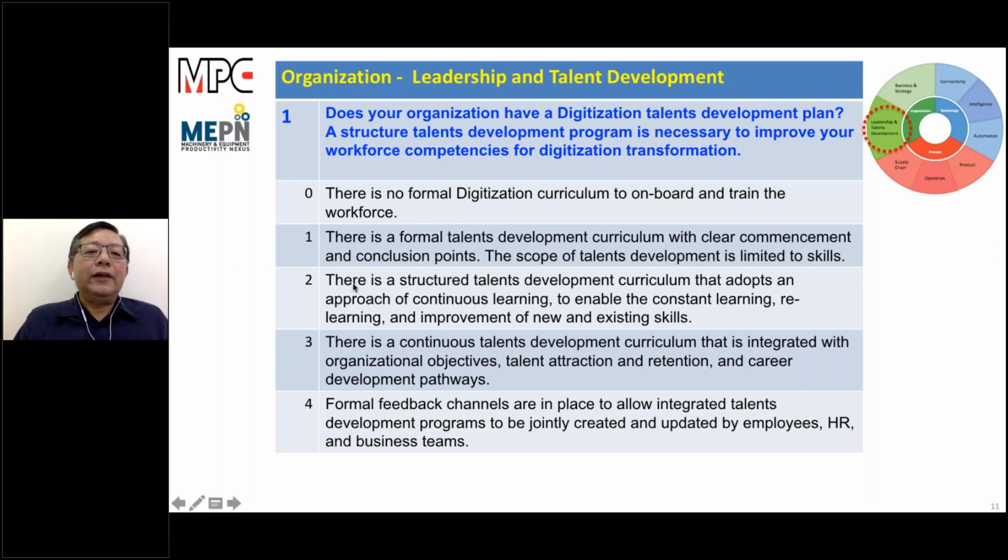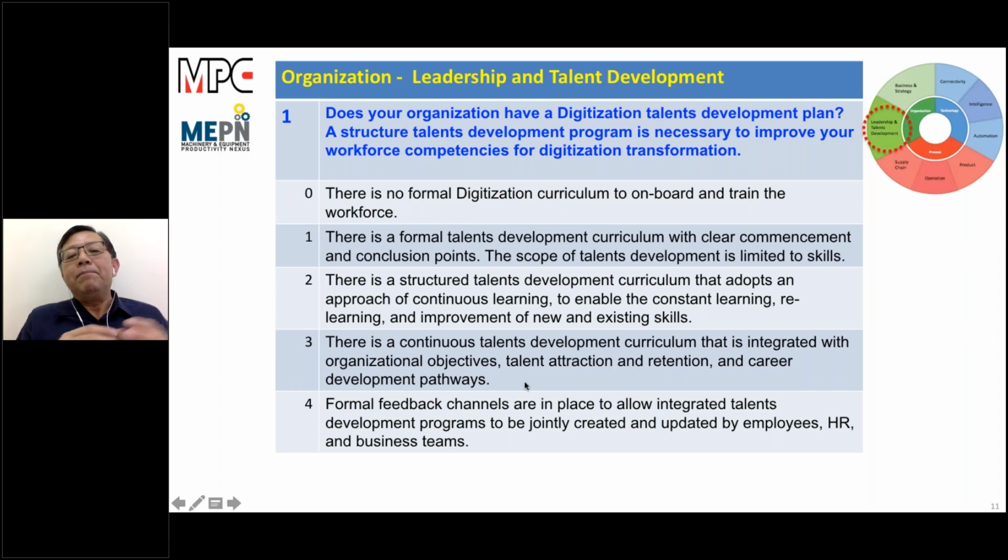Then number 3 here is: there is a structured talent development curriculum that adopts an approach of continuous learning, to enable constant learning, relearning, and improvement of new and existing skills. So it means you have some structures and all that, and you want to cross-train some of the activities. Number 3 also says the continuous talent development curriculum is integrated with organization objectives, talent attraction, retention, and career development.